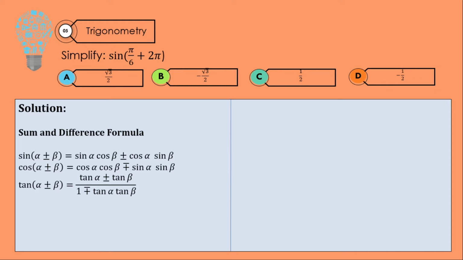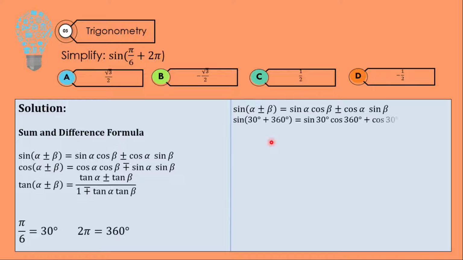First, let me convert this into degree form. We have pi over 6 is equivalent to 30 degrees, and 2 pi is equivalent to 1 revolution, which is 360 degrees. Since we're asked to simplify with the sine function, we are going to use the sum and difference formula of sine. So we have here our formula. Now, let's simply substitute. We'll have sine quantity 30 degrees plus 360 degrees is equal to sine 30 times cosine 360 plus cosine 30 times sine 360.